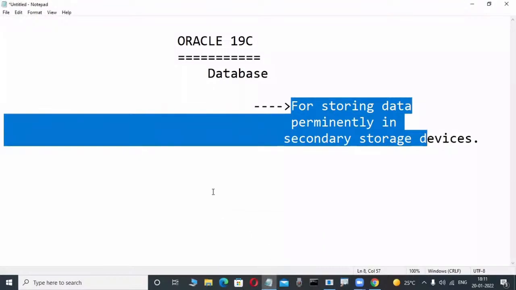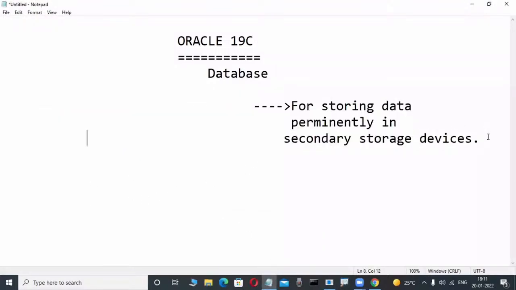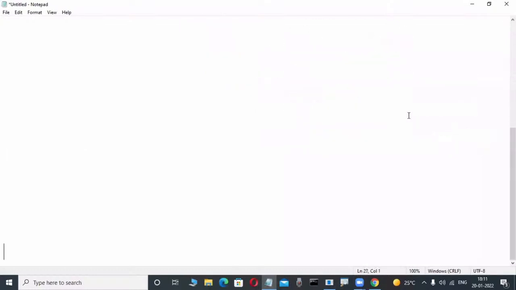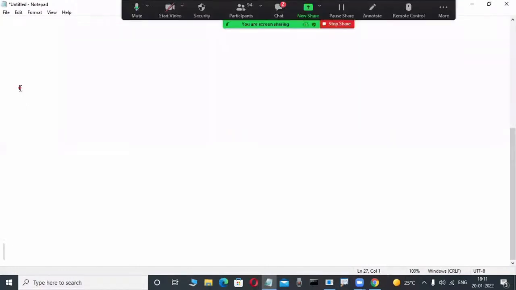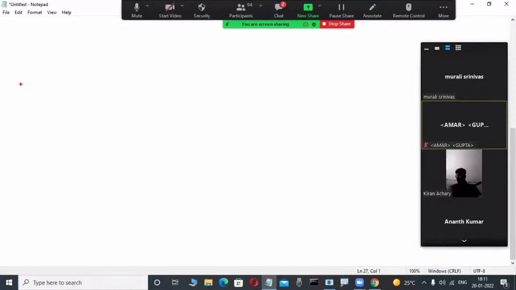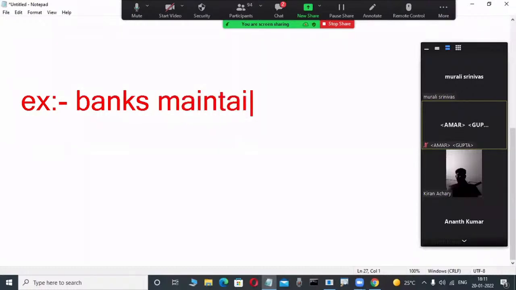Now check it out. Suppose, for example, you are a first time newcomer and a non-technical person, it is easily understandable: every organization maintains a database. For example, there are so many applications. One of the applications I'm taking: you take a bank. Banks maintain databases. Observe here, what is the purpose? They are maintaining a database for storing something.